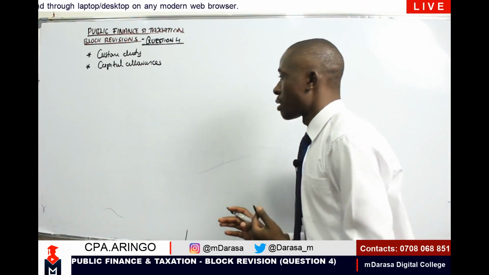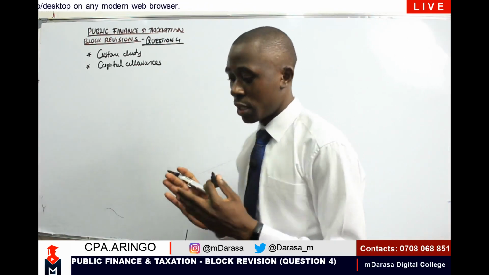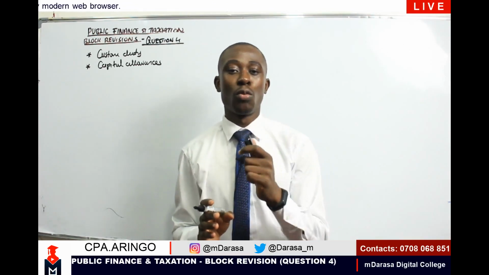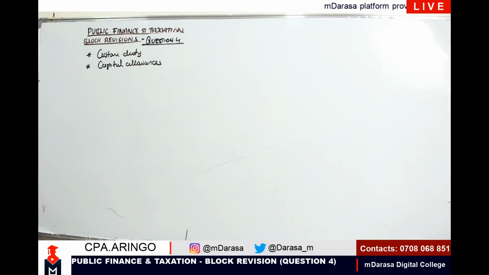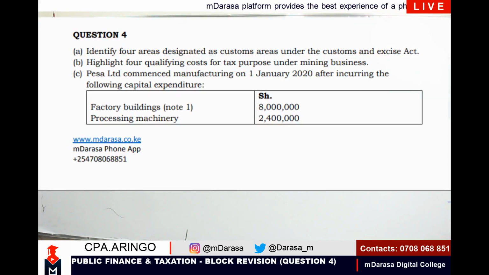So today's class, my good students, let us proceed and look at the question that was tested in question number four. I'm going to share this block model paper on our screen. You can take a screenshot of that question and we are going to start working from there. So this is our question. Part A of the question: Identify four areas designated as custom areas under the Customs and Excise Act. That is part A of the question.